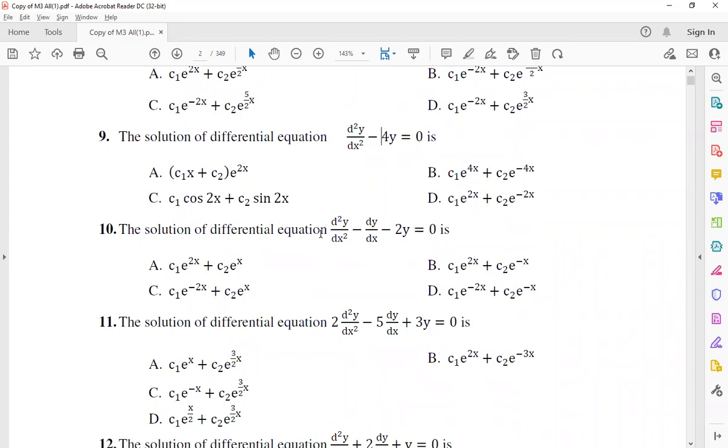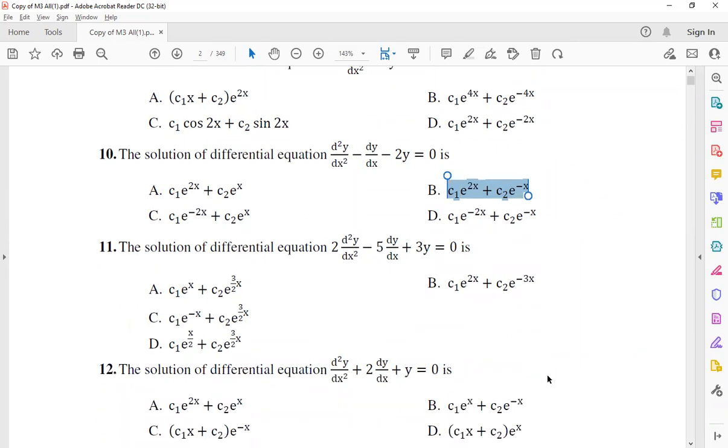Okay, next. Take a pen and tell me the answer please. A is 1 here, B is minus 1, C is minus 2. What is the answer? Option B. The roots are 2 and minus 1. Yes, ma'am. So this is the correct one, B. B is correct. Everyone is understanding?